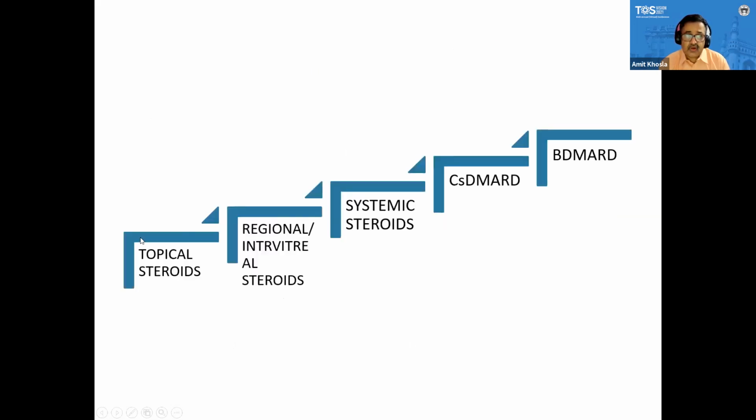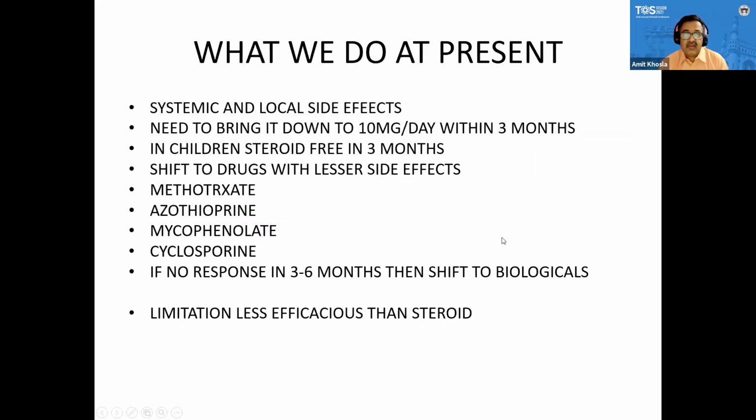At the moment, we are all doing topical steroid, regional steroids, followed by systemic, and we use DMARDs or the biological DMARD. DMARD means disease-modifying anti-rheumatic drugs. So at present, what we all understand is that we need to bring down the steroid to less than 10 milligram within 3 months. In children, we need to be steroid-free, that is both topical and oral steroids, or we shift to these 3 drugs.